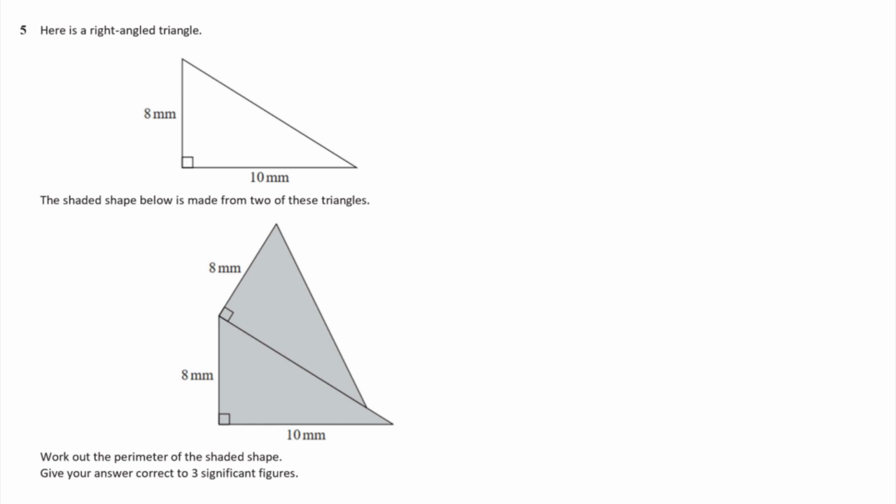Right, now we know most of these lengths, don't we? So we've got the perimeter, and it's made up of this side here, 8, plus this side here, 8, plus the hypotenuse of this triangle that we don't currently know, plus this little weird wobbly bit here, and then 10. Okay, so we know 3 out of the 5 sides at the moment.